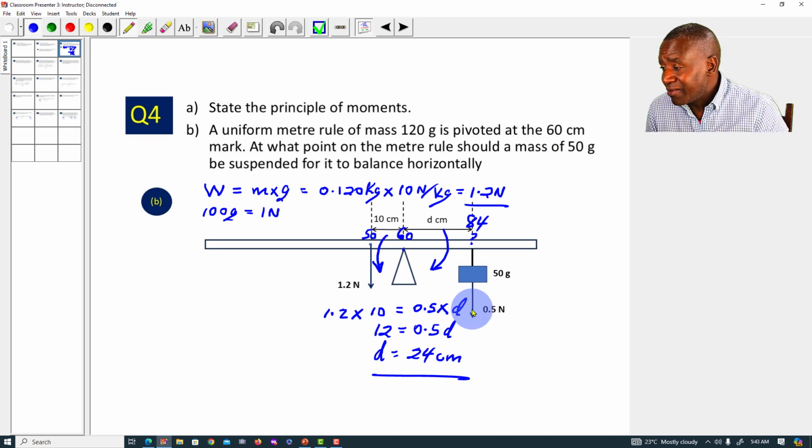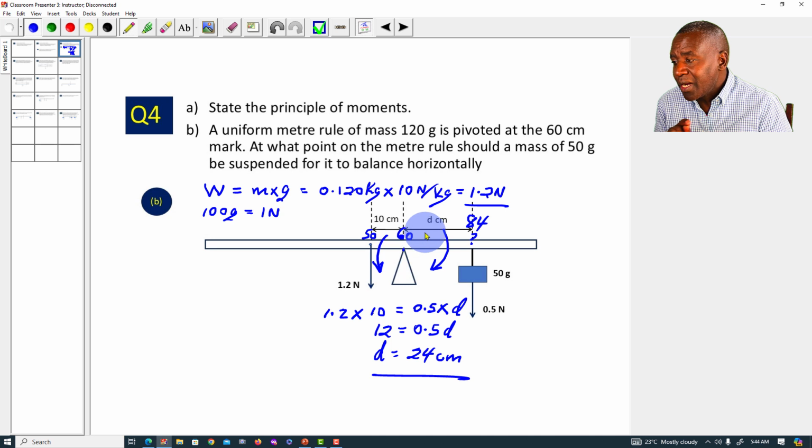It means that this 84 is measured from here, all the way to this point, it's 84. But what we have worked out is the distance from the 60 centimeter mark to where we must suspend that mass. That is what we have worked out. And then we add that D to the 60 centimeter mark, and we get 84. So don't just stop at working out 24 centimeters and forget what they had asked us at this particular point. That's how question 4 is worked out.